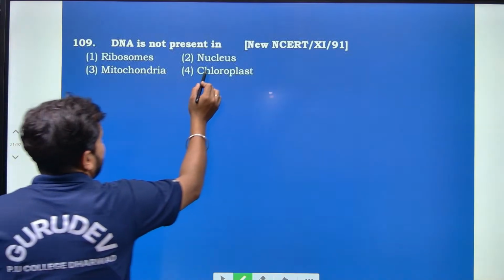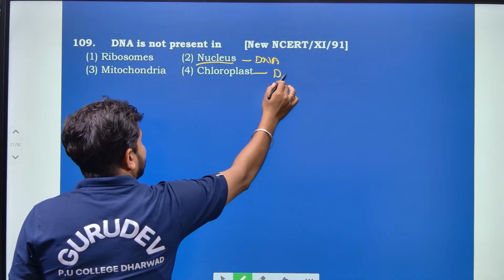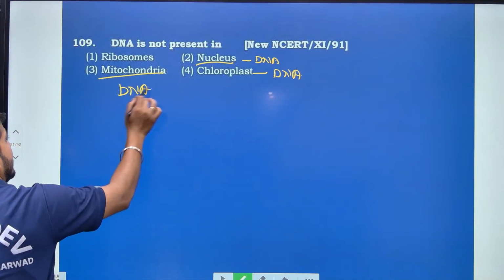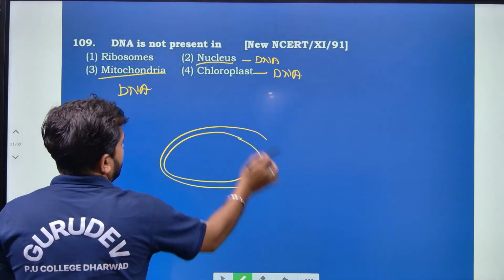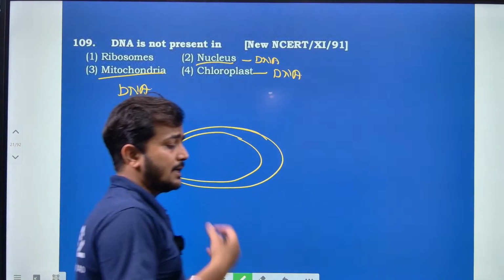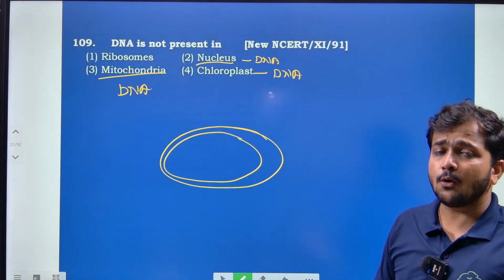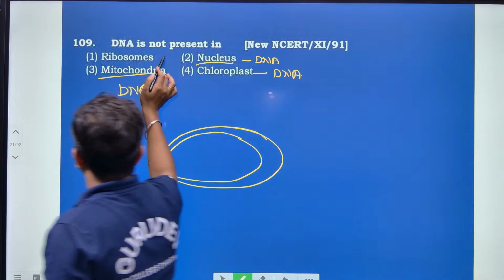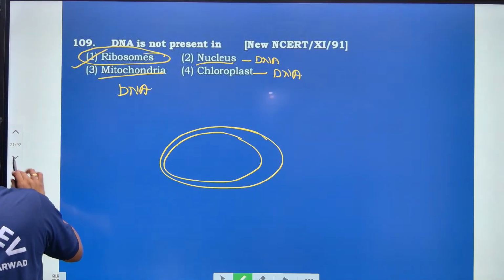So majorly in the nucleus we will find its own DNA. Even in the chloroplast we will find its own DNA, and the same in mitochondria, there also we will find DNA, right? Chloroplast and mitochondria are double-membrane-bound organelles, and they have their own specialized DNA, because they play a very important role in metabolic processes. So DNA is not present in what? Ribosomes, right? So here option 1 is correct.